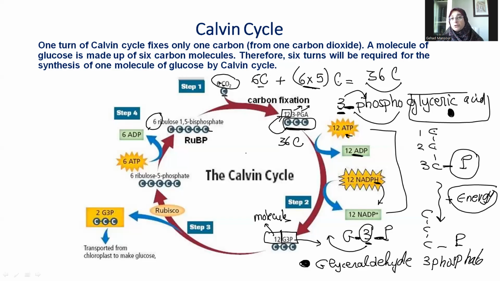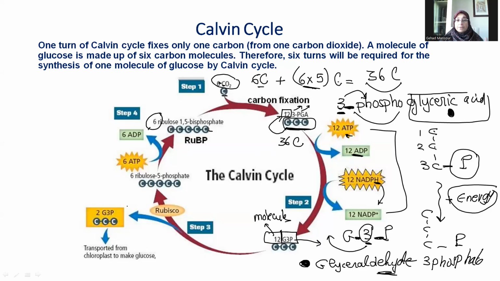So the 12 reduced NADP, when converted into 12 NADP, will lose 24 hydrogen atoms, and the electrons that are contained in those hydrogen atoms are high energy electrons. So actually, in order to be converted from 3-phosphoglyceric acid to glyceraldehyde 3-phosphate, this is a process of reduction.